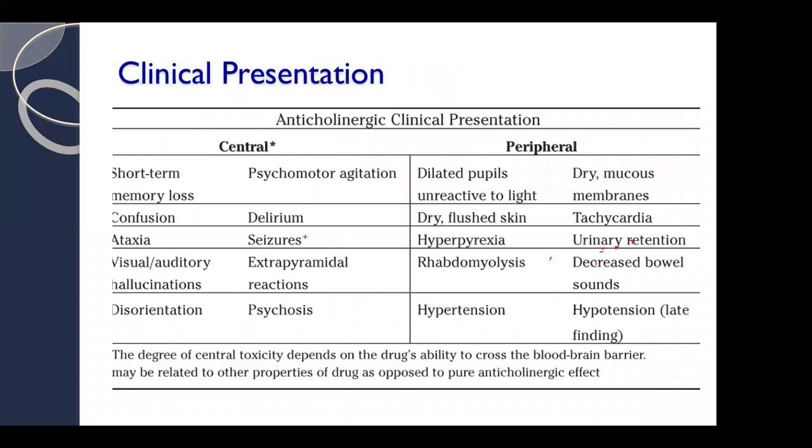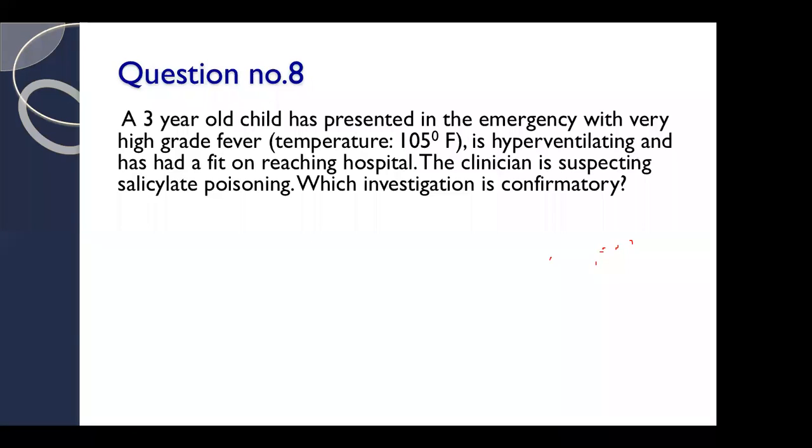So what symptoms do we expect? Symptoms come from the central and the peripheral antagonism of muscarinic receptors. The effects of the central antagonism of muscarinic receptors range from short-term memory loss up to hallucinations and psychosis. And the important peripheral effects include dilated pupils, dryness of mucous membranes, urinary retention, and decreased bowel movements, and hence the symptoms which were shown in the previous slide.